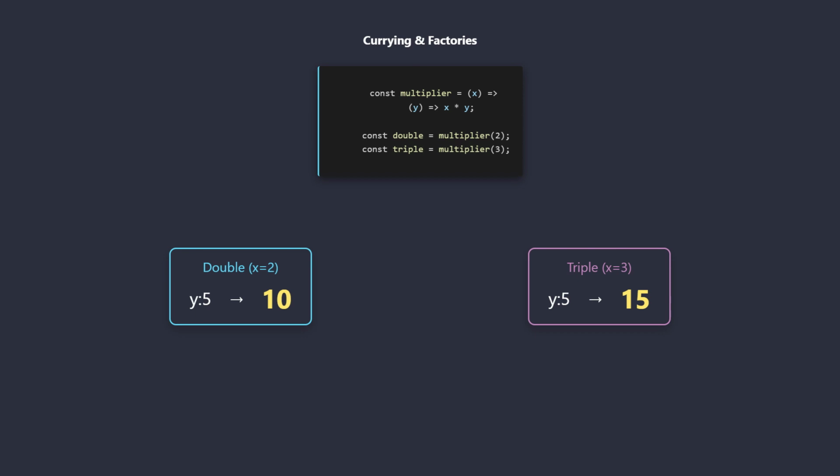For example, we define double equals multiplier 2. We also define triple equals multiplier 3. Double and triple are reusable, context-specific functions. Partial application fixes only some arguments. Closures retain the fixed arguments for later execution. This enhances code reusability and readability in complex pipelines.